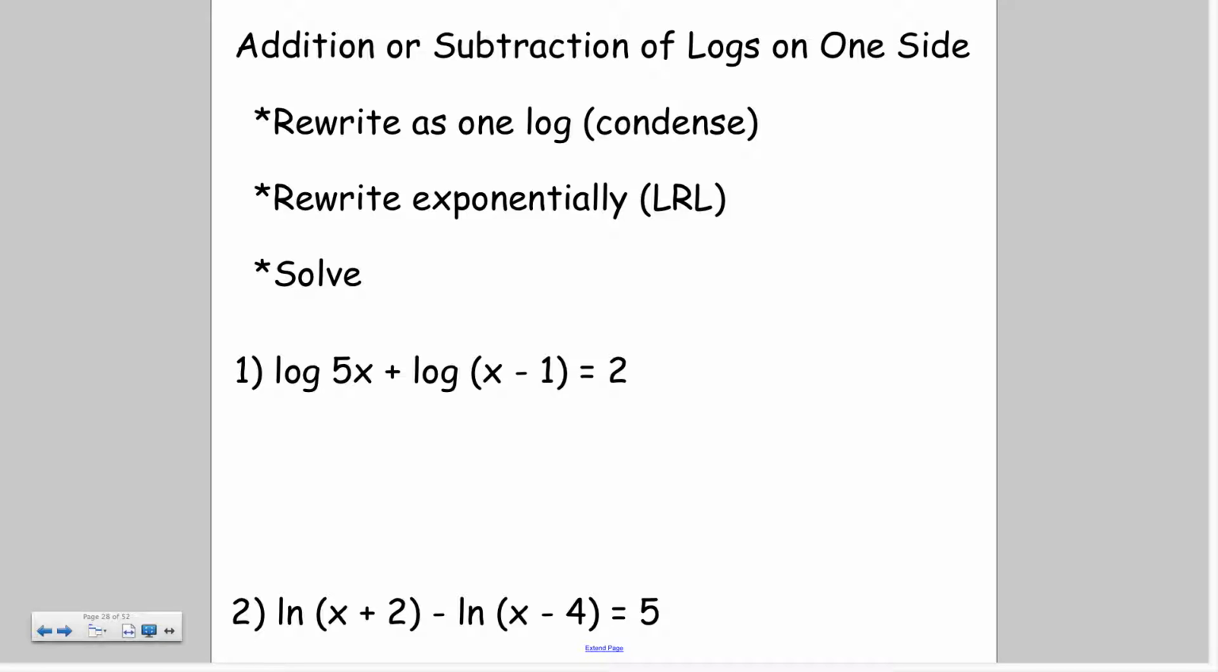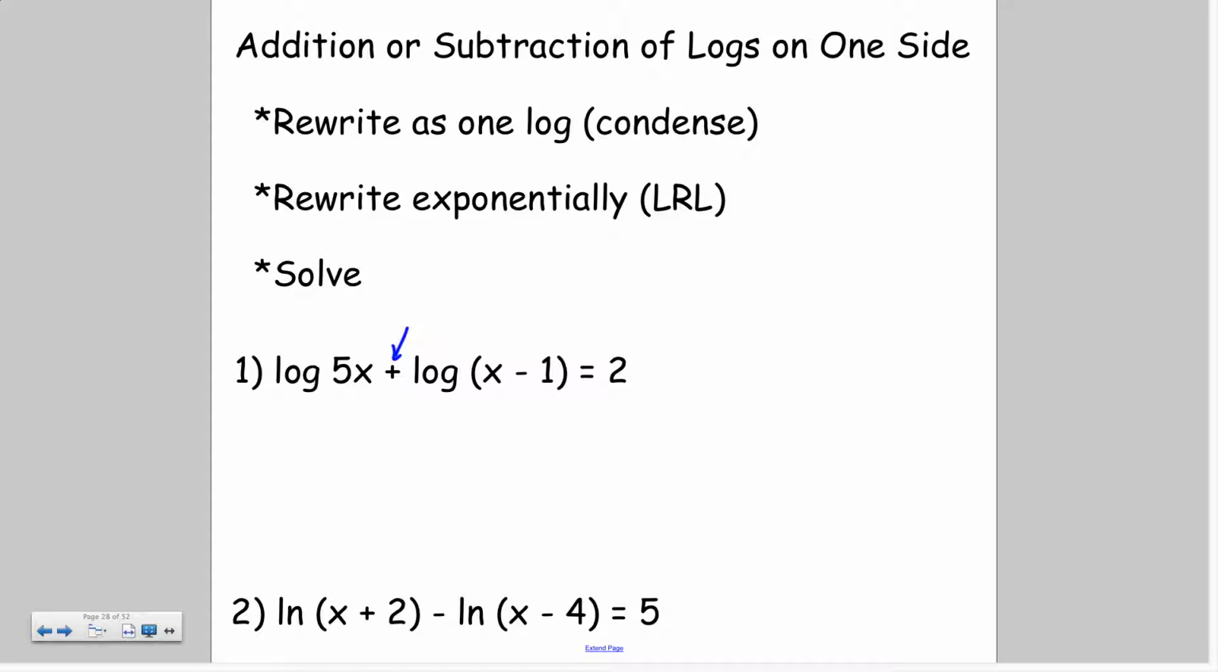Just know, even if you have logs on both sides, you're still going to condense first, and then you can solve it out. But we're just going to deal with the ones that have it on one side. All right, but it's the same concept if you have it on both sides. So let's condense what we've been used to doing.